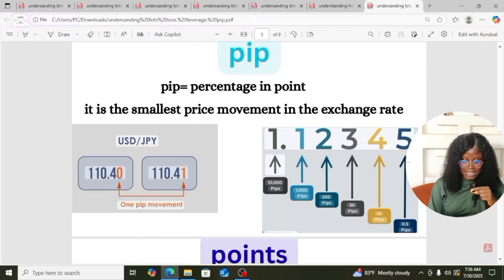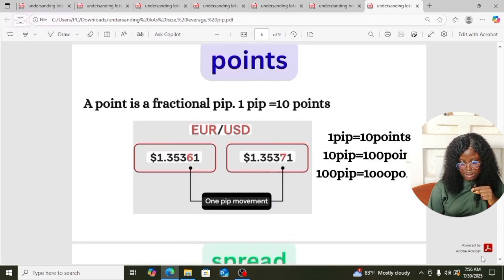If I'm making any mistake in this video, just pardon me. It's normal for us to make mistakes sometimes. I hope I'm able to explain what a pip is. A pip is a percentage in point, and a pip is known as the small movement in the market or a massive movement in the market. Okay, so that's it. So let's go to point.